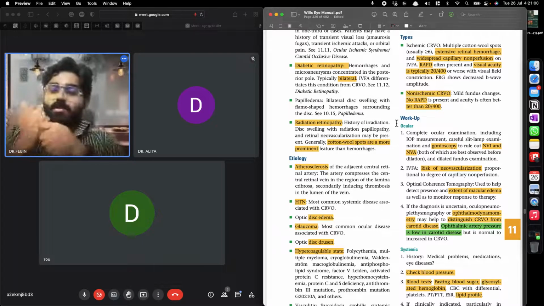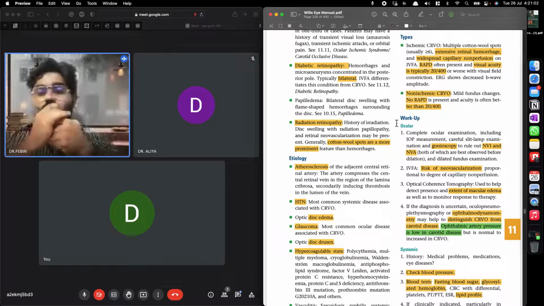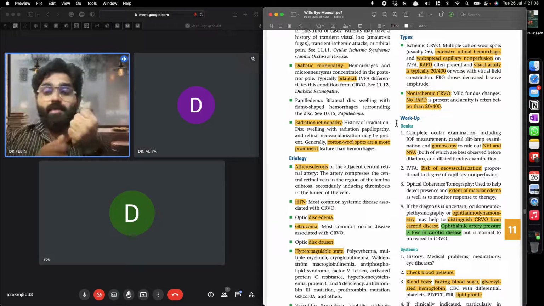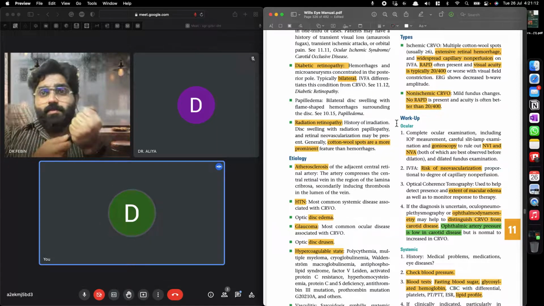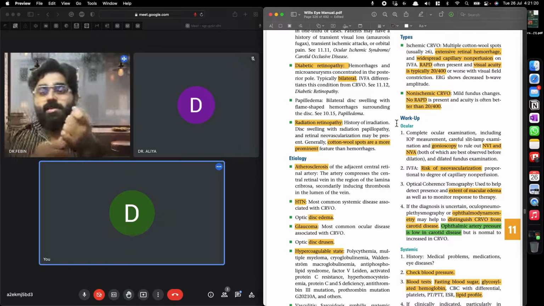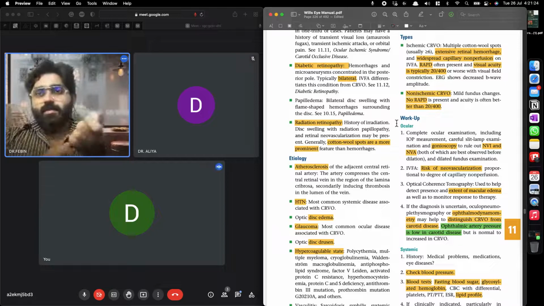Non-ischemic is the most common variant, and the best corrected visual acuity will be better compared to the other one. Would you like to tell some range when you say better? Better than counting fingers. 6/60 or better. Okay. Agree.